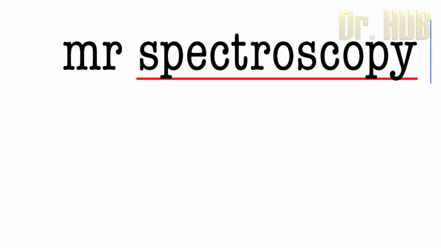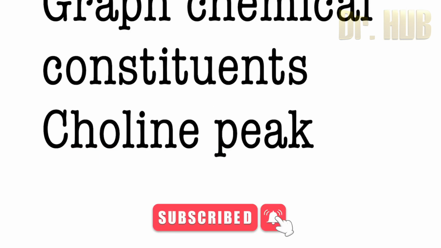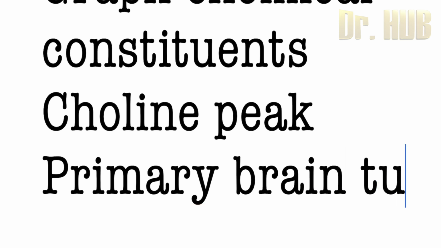MR spectroscopy. Under MR spectroscopy, it is a graph that gives the chemical constituents of a lesion. An example is the choline peak. There is something known as a choline peak, which indicates a primary brain tumor.